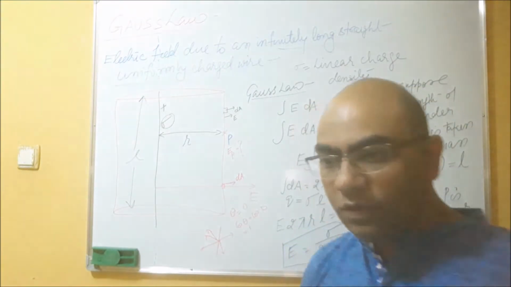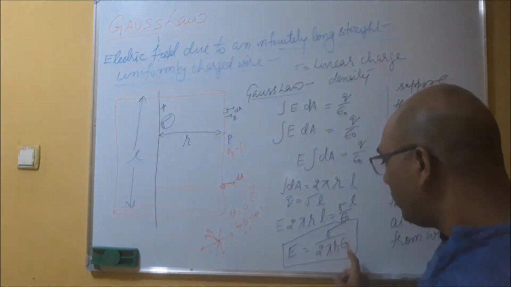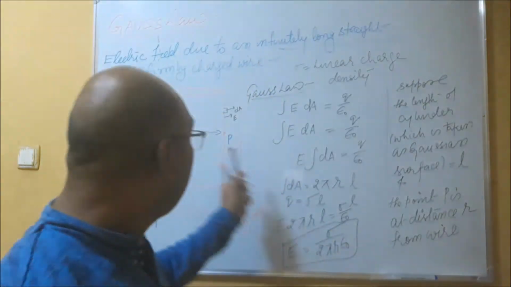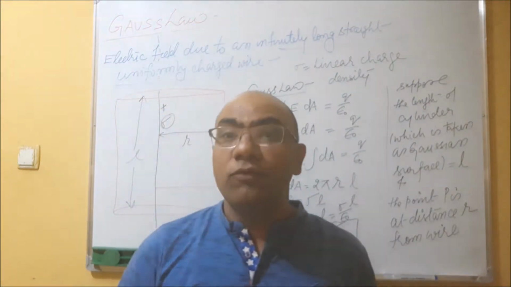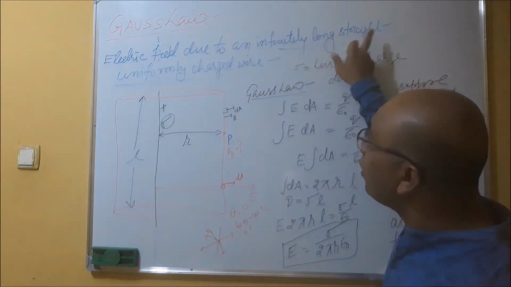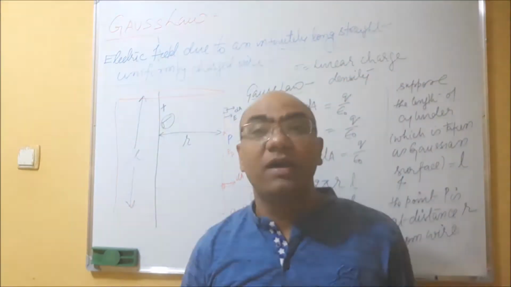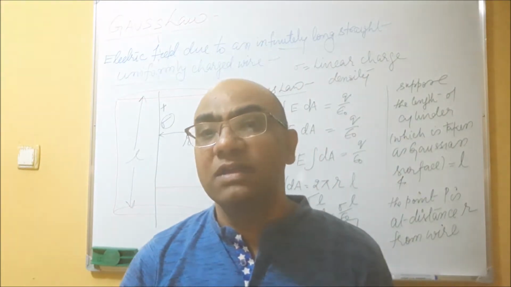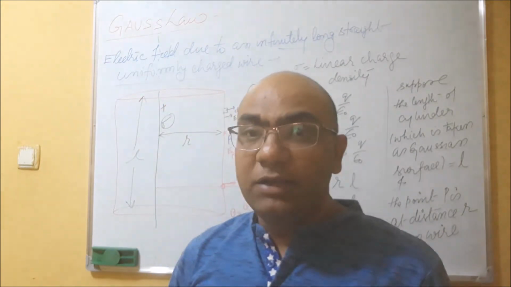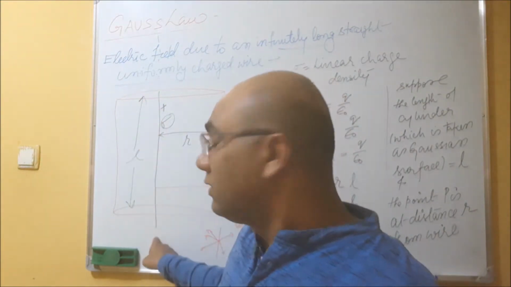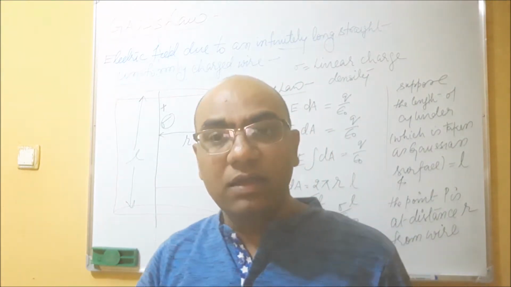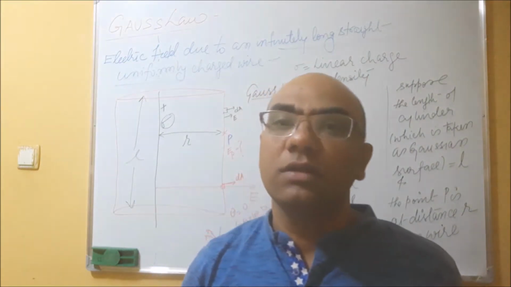Okay, E equals sigma upon 2 pi r epsilon naught. So this will be the value of electric field at point P for a uniformly charged long straight wire. The point is clear. So in this way we can find the value of electric field intensity at point P for this infinitely long uniformly charged wire with the help of Gauss's law.